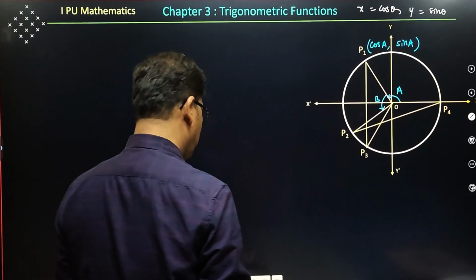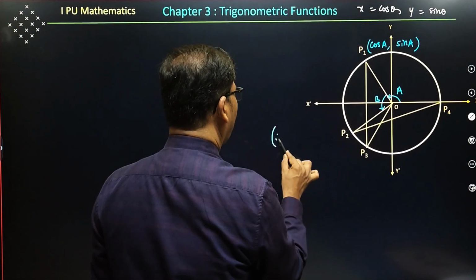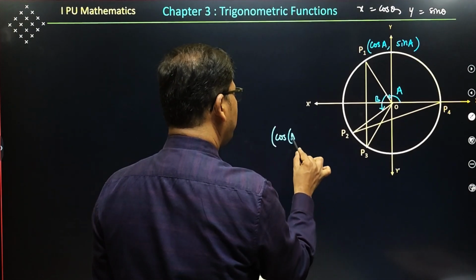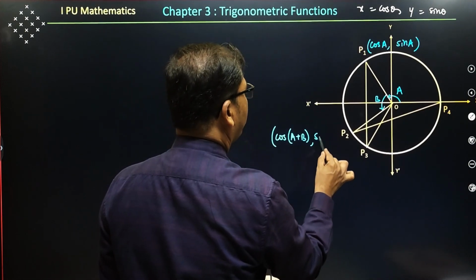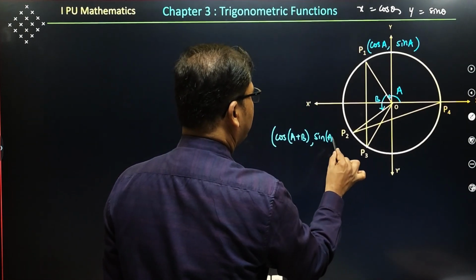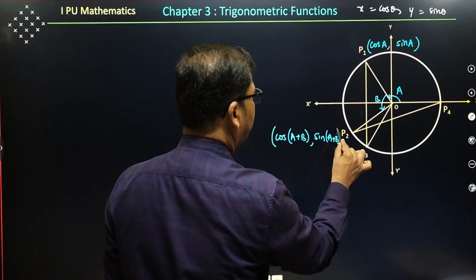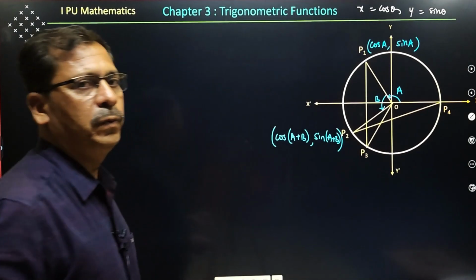See, P2 corresponds to cos of A plus B and then sin of A plus B. This is what P2 is.